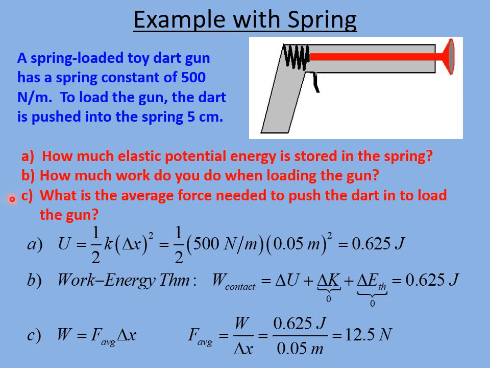The last part here: what is the average force needed to push the dart in to load the gun? So we know that work done is equal to the average force times the distance. So the average force is equal to the work divided by the distance. The work, remember we figured that out right here, is 0.625 joules, and we divide it by the 5 centimeters, convert it to meters, of course, so 0.05 meters, which gives us 12.5 newtons.